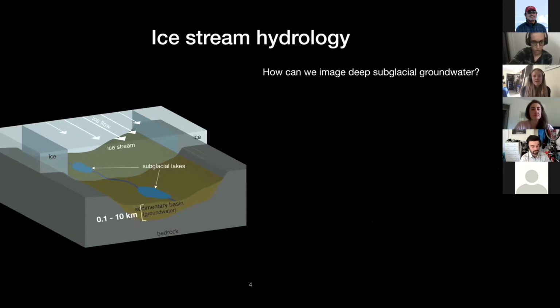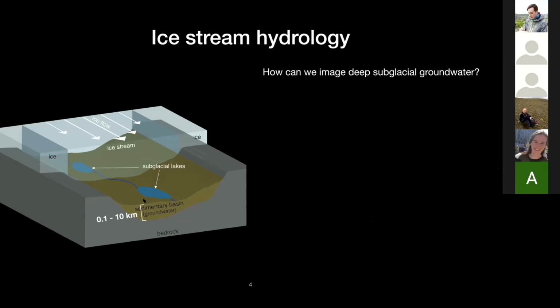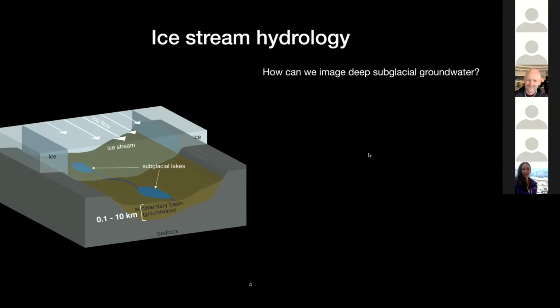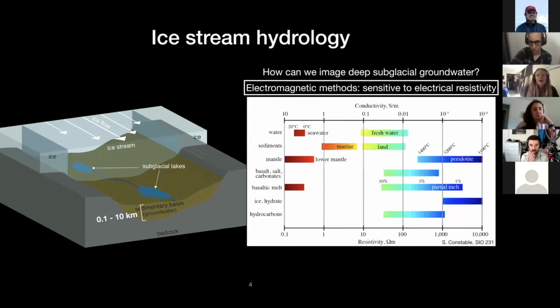So how can we actually image this deep subglacial groundwater? Here I've pointed out that these sedimentary basins can be 100 meters to up to 10 kilometers thick. So we really need some sort of instrument that can sense these really deep sorts of structures. And electromagnetic methods are a good method to sense not only water, but water that exists very deeply.